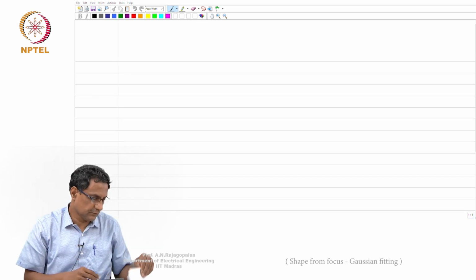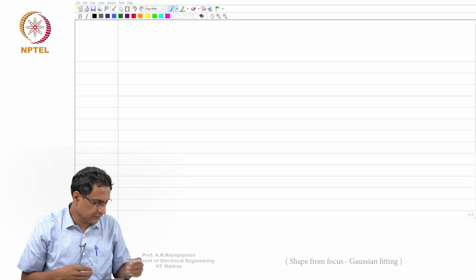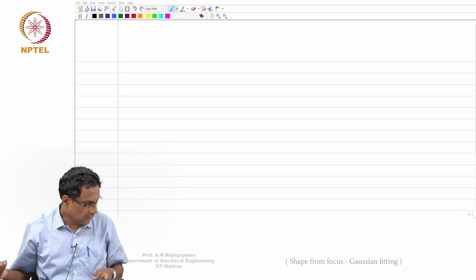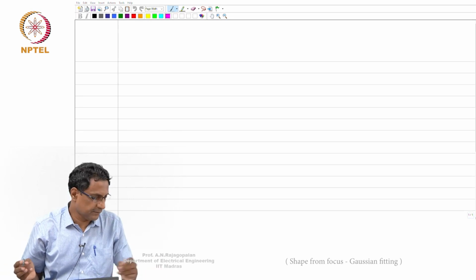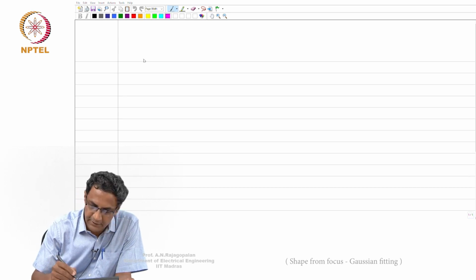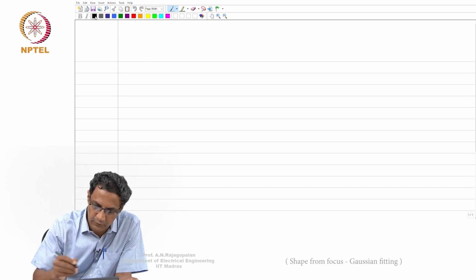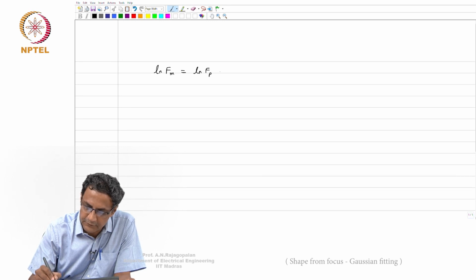I just wanted to go through this interpolation today, and if time permits, we should also look at the different focus operators that we can use. All right, so yesterday I started by writing down the equations for fm plus 1 and fm minus 1, which is like a Gaussian fit. So if you write down ln of fm, then we'll get ln of fp. These are all very simple things, but we'll still work through them.